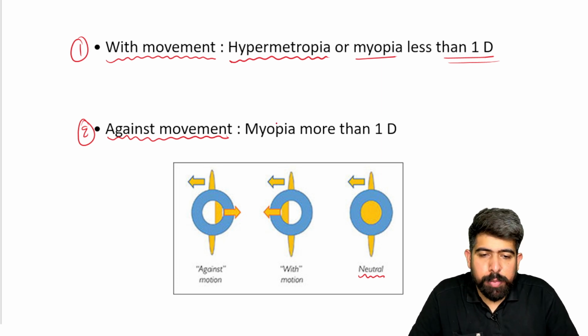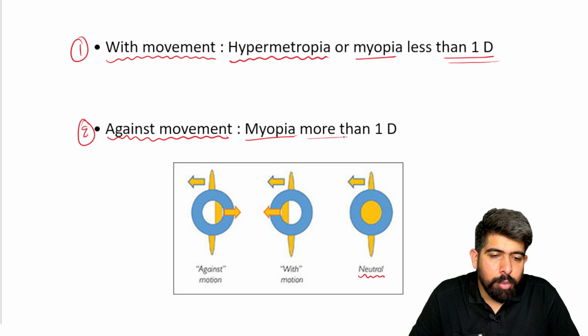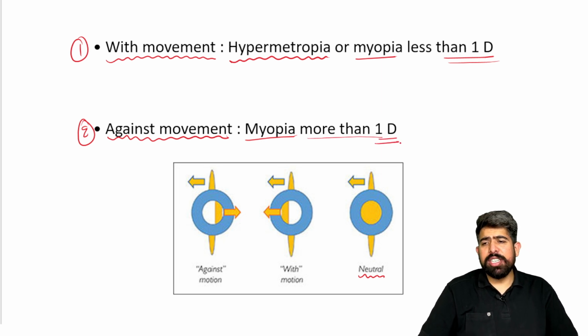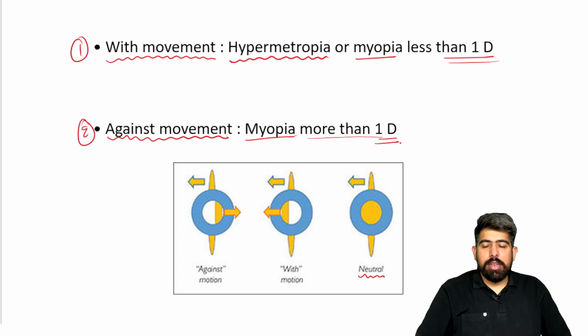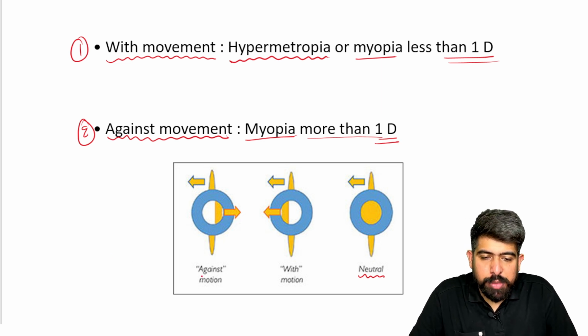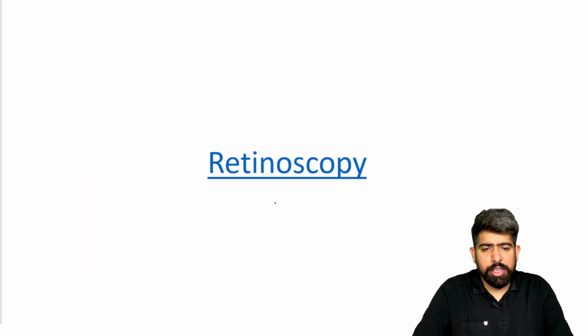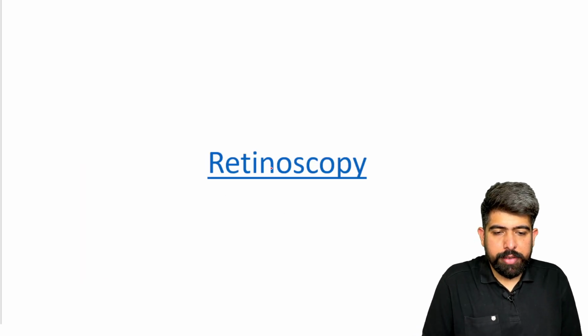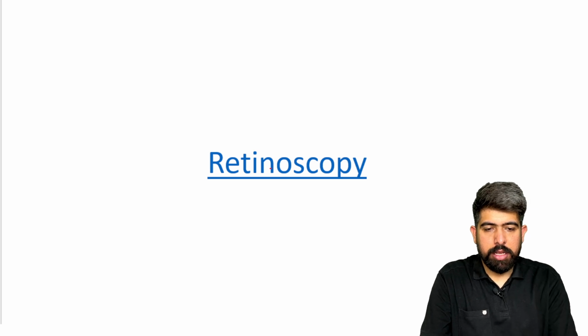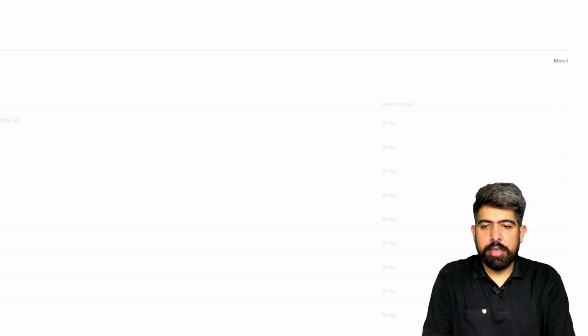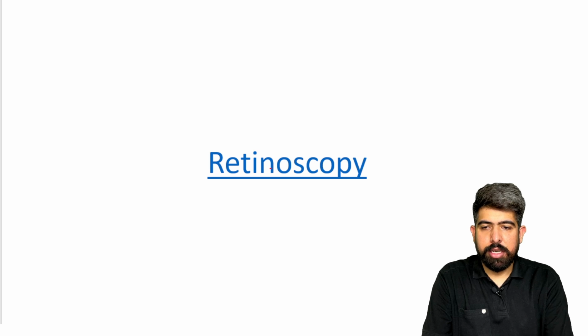This is known as the against movement, and the against movement is seen in myopia of more than 1 diopter. If the patient has myopia of more than 1 diopter, the patient has the against movement. So this is about the against movement and the with movement. I think I have to show you both, right? I will show you through this link. Give me a minute. I will show you this retinoscopic procedure to all of you.